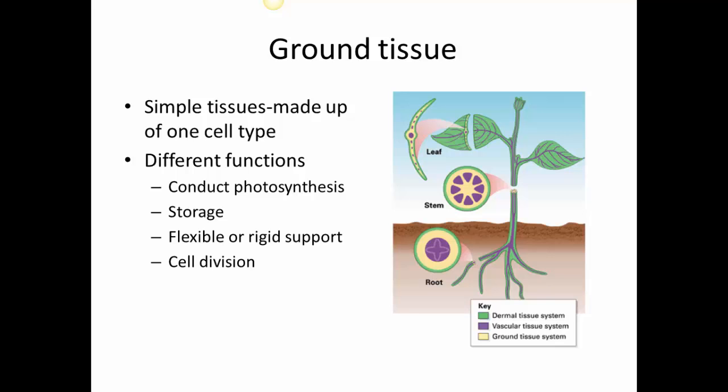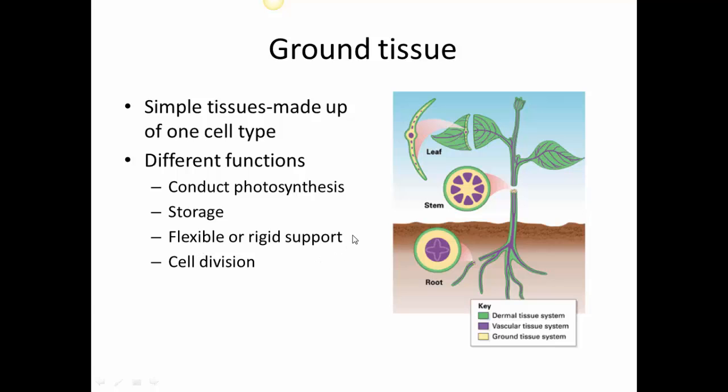In the leaf, many of these ground tissue cells that surround the vascular tissues are conducting photosynthesis. The ground tissue also performs storage functions for the plant. So think about a potato, which is actually an underground stem. That's ground tissue that's loaded with starch, an energy source for the plant.